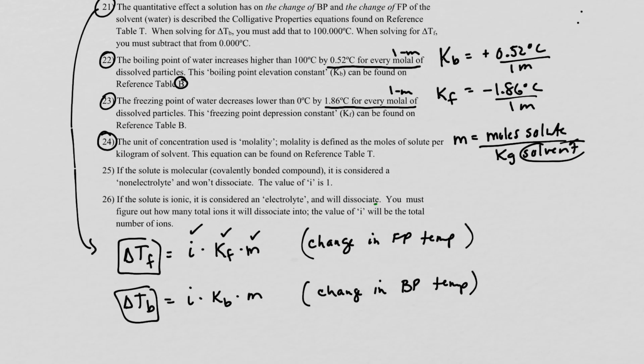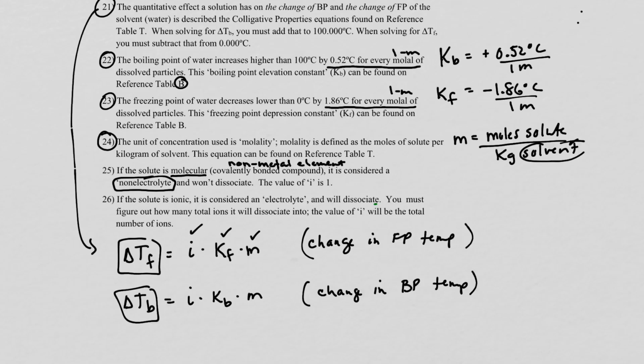All right, next point. We have to talk about this I factor. Number 25 and number 26 are about how you figure out the I factor. 25, if the solute is molecular, meaning it's a covalently bonded compound, and you recognize this because you're looking for all nonmetal elements in the compound, that's going to be considered a non-electrolyte, and it will not dissociate.